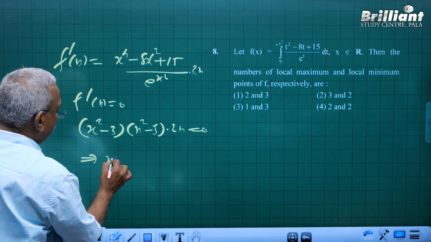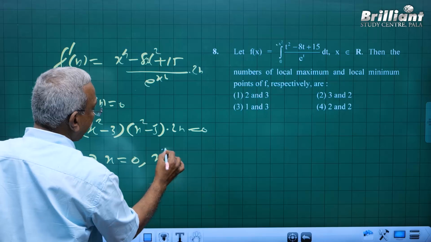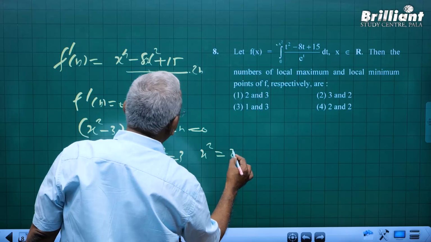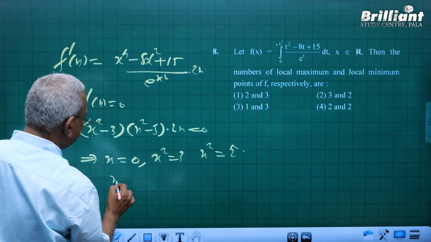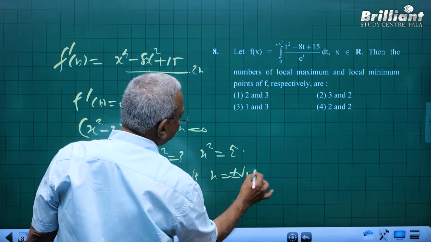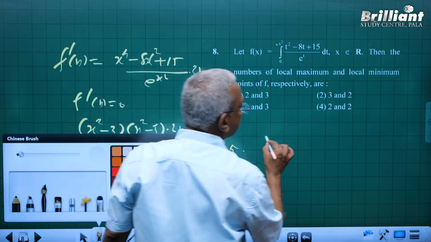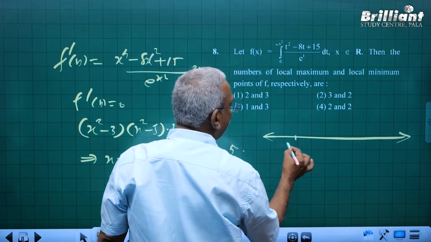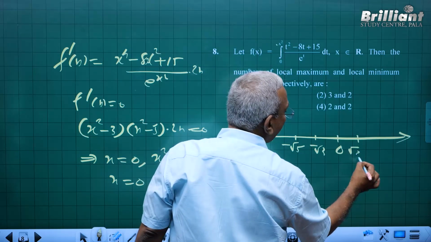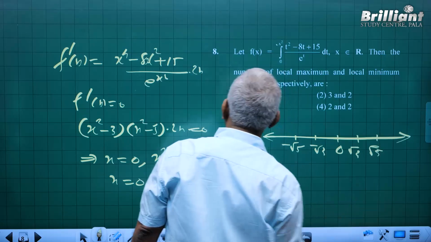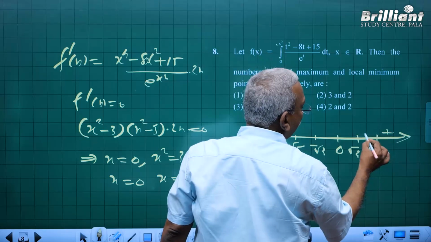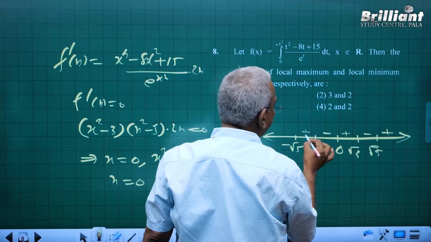This implies that x is equal to 0, x square is equal to 3 and x square is equal to 5. That means x is equal to 0, x is equal to plus or minus root 3, and x is equal to plus or minus root 5. So it is good to identify them by simply drawing a line and marking them in order: minus root 5, minus root 3, 0, root 3 and root 5. Because all the expressions are positive, the right end should be positive. So here it is positive, then negative, then positive, then negative, then positive, then negative.